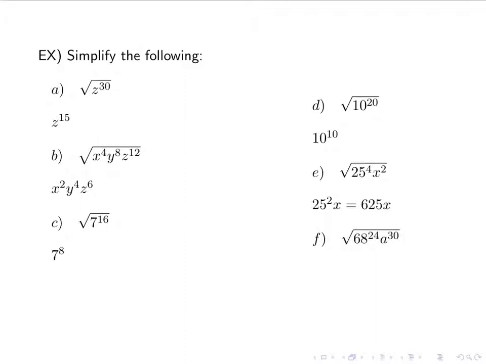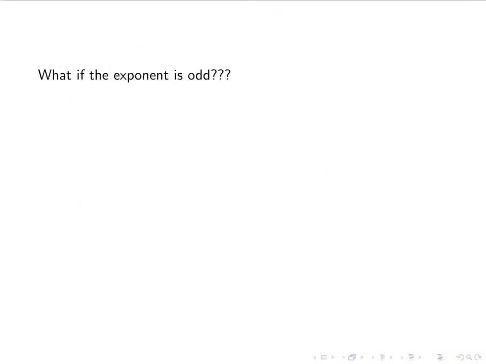And my last example, the square root of 68 to the 24th, a to the 30th. Again, each of those exponents are even, so I divide by 2. 68 to the 12th times a to the 15th. I'm not going to find out what 68 to the 12th is, that's way too big, so I'm going to leave it in exponential form.